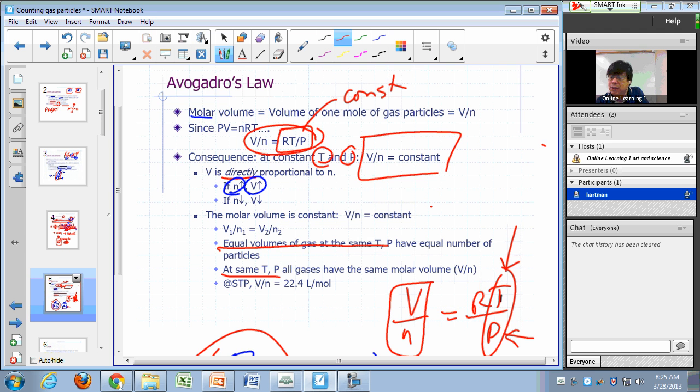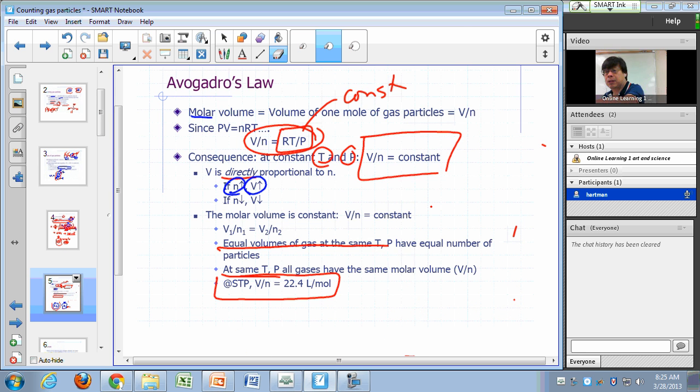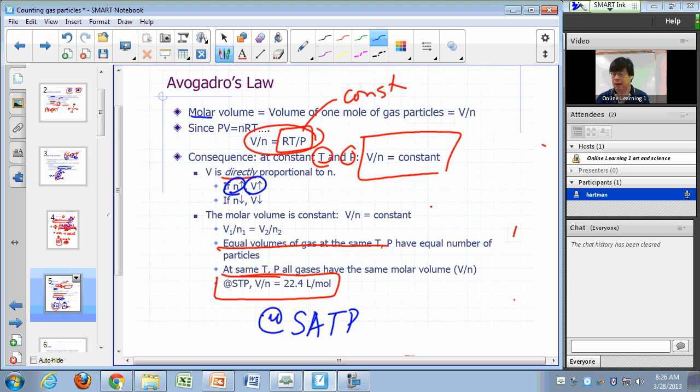In fact, we just showed earlier that at STP, that molar volume is going to be 22.4 liters per mole. Now, at room temperature, the volume is going to be a little larger, right? STP, remember, is at 0 degrees Celsius. That's at the freezing point of water. At room temperature, which we would normally call SATP, the molar volume is about 24.8 liters. So that's about 25 liters.